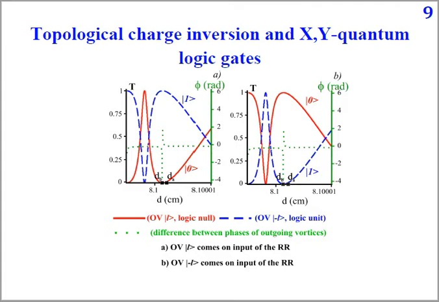This is not the sole role of the ring resonator. If one calculates the difference between the phases of the outgoing fields, then one will see that at the length d_A the ring resonator operates like a quantum logic X gate, while at the length d_B like a quantum Y gate. Such a property allows one to use ring resonators as potential components of quantum computers.